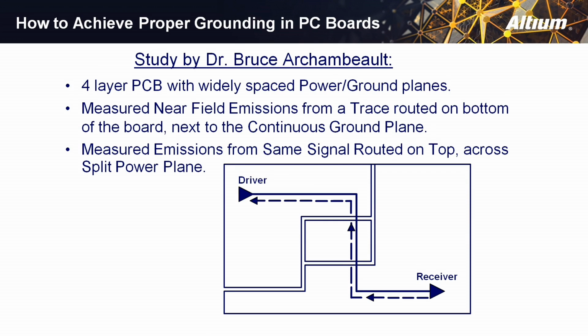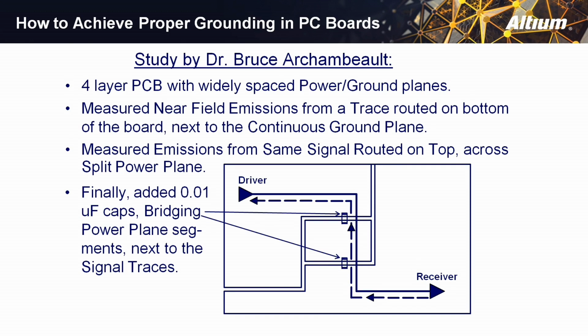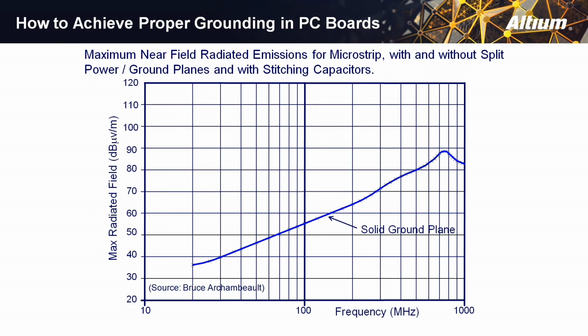And of course, as everybody knows, you can put a capacitor across the split planes and that'll solve the problem. So he said, all right, let's try that. He put one set of capacitors across the split power planes to be able to bridge them at frequency and see what would happen. He made a third measurement. He then put a second set of capacitors and made a fourth measurement. These are the measurements. This is the measurement with the signal referencing the solid ground on layer 2.